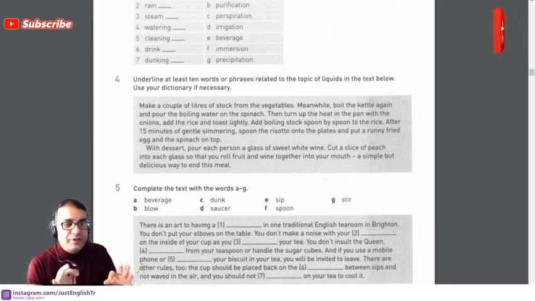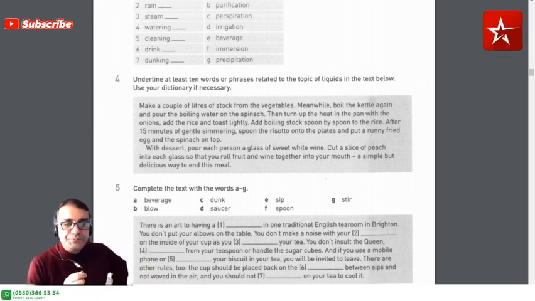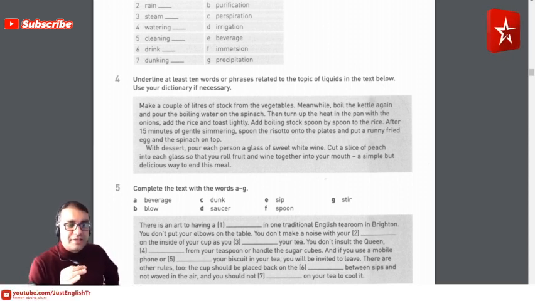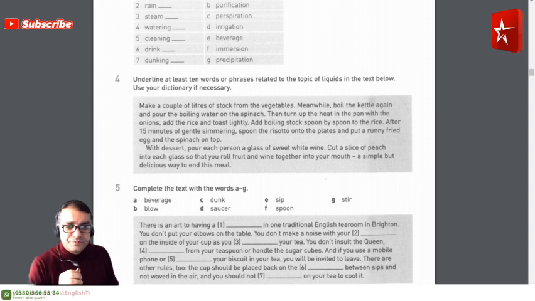What does liquid mean? Liquid means like water, river, something liquefied, not solid. So I want you to find the keywords related to liquid here. Come on, it's so easy. Naveen, correct. Boiling is the first one, correct. What else? Typhoon.